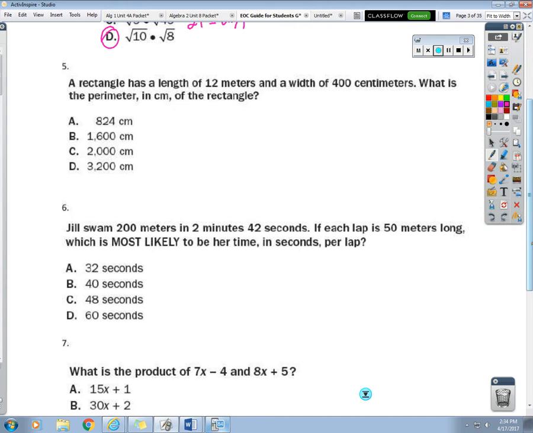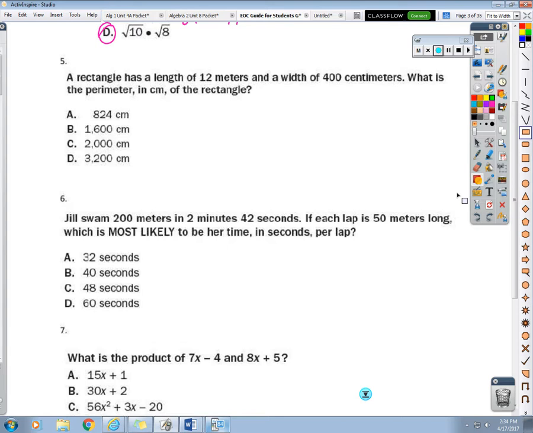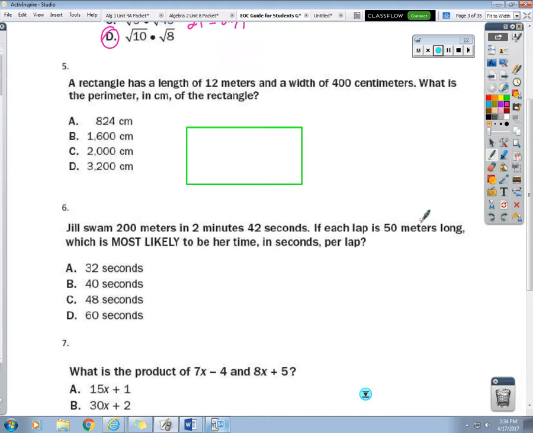All right, number 5. A rectangle has a length of 12 meters and a width of 400 centimeters. What is the perimeter in centimeters of the rectangle? Well, the first thing I would do is draw myself a rectangle because it just makes it easier to have a visual and label what you're dealing with. Its length is 12 meters. Its width is 400 centimeters. And they want to know the perimeter.